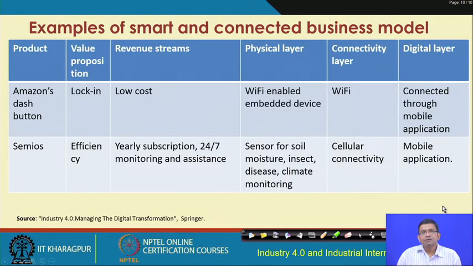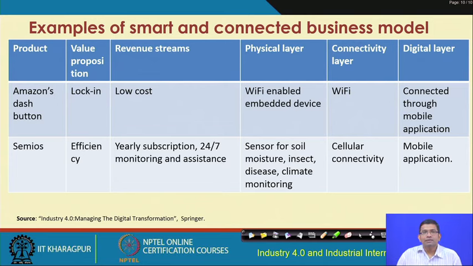So, here are two examples of smart and connected business models. One is the Amazon Dash button, where the value proposition is basically the lock-in value proposition. The revenue streams are low cost revenue streams. The physical layer is equipped with Wi-Fi enabled embedded devices. The connectivity layer is Wi-Fi enabled, and the digital layer is connected through mobile applications.